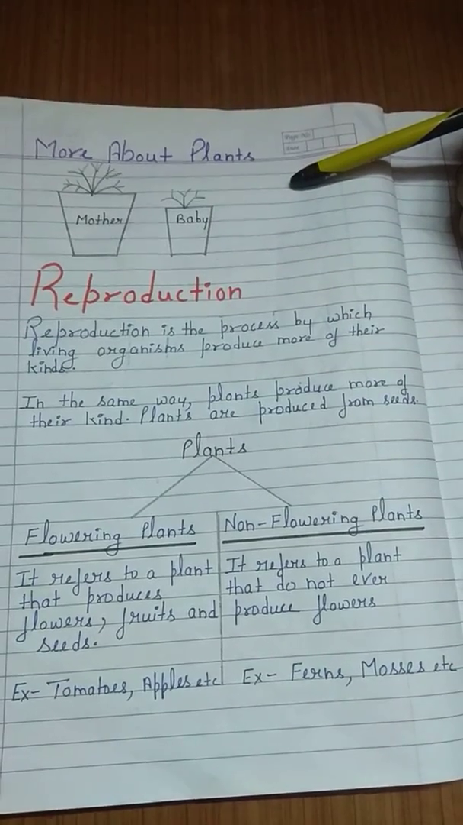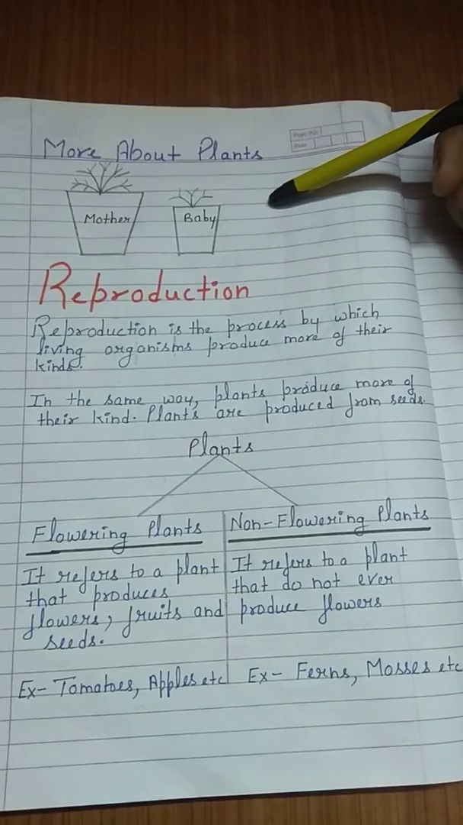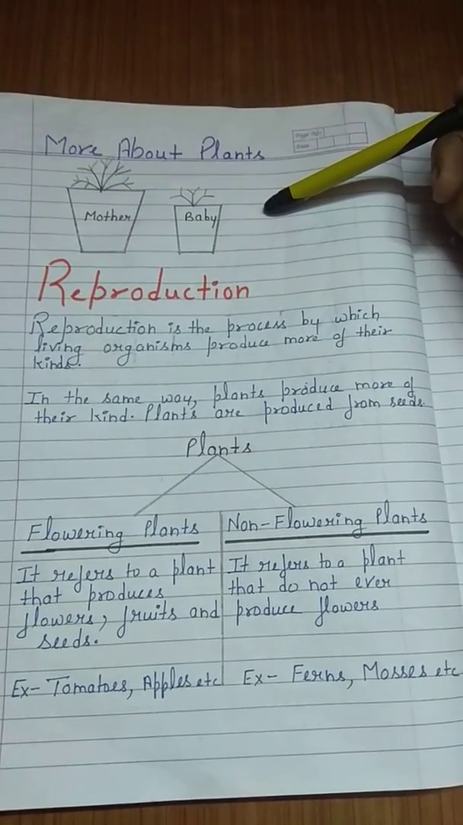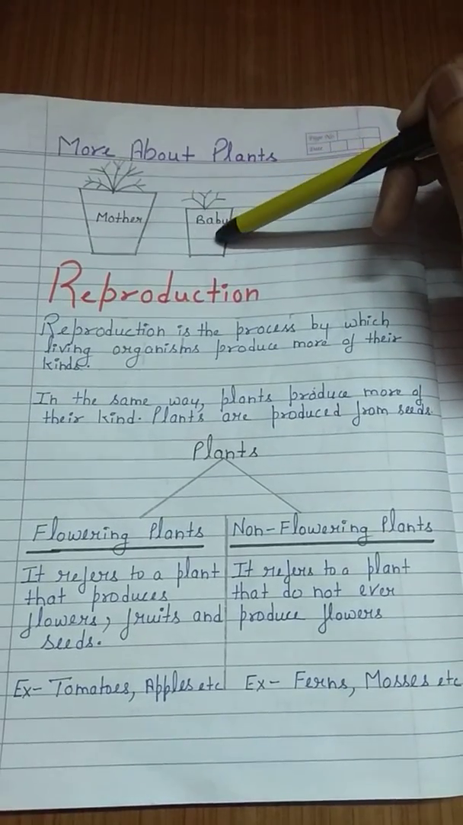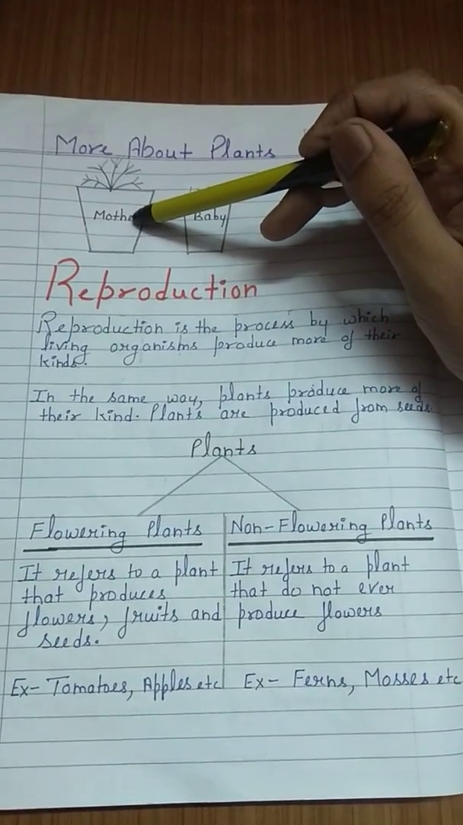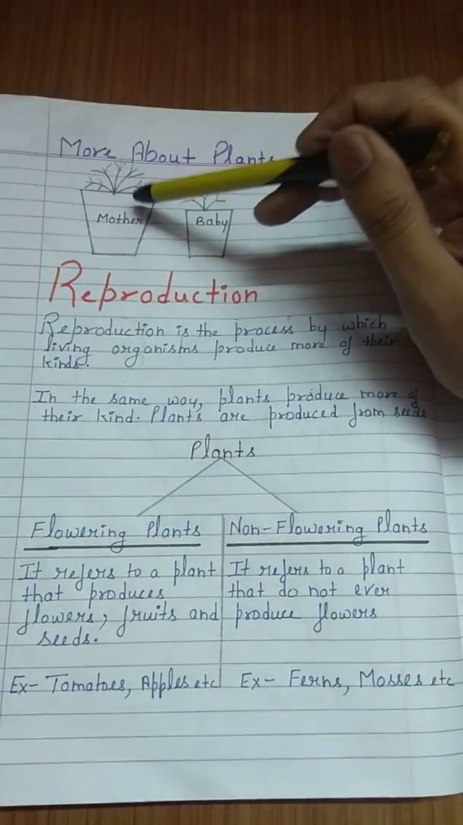Our first chapter is more about plants. And this first topic is reproduction. You can see in this picture, what does this picture signify? The picture signifies that a mother has given birth to a baby, or a mother plant has given birth to a baby plant. A baby plant has grown from seeds of the mother plant.